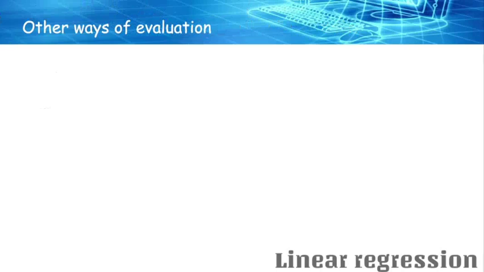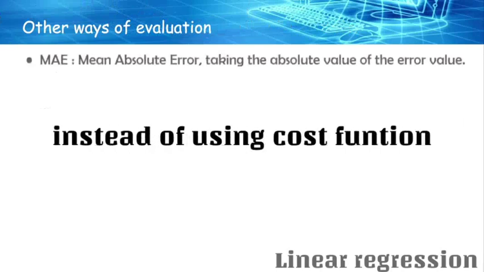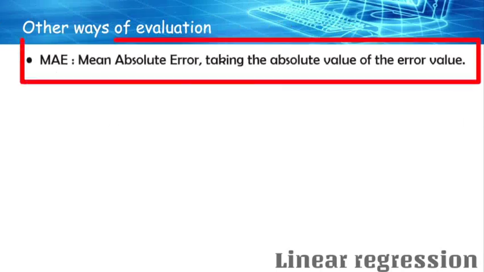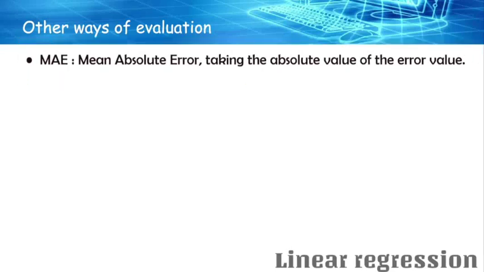And there are other ways of evaluation. Instead of using the cost function, we can use the mean absolute error, taking the absolute value of the error value. As I was telling, we had the line and the data points are deviated, right? So between the predicted value and the actual value, there will be a little deviation. That is what we'll be finding, so we'll be taking the absolute value itself.